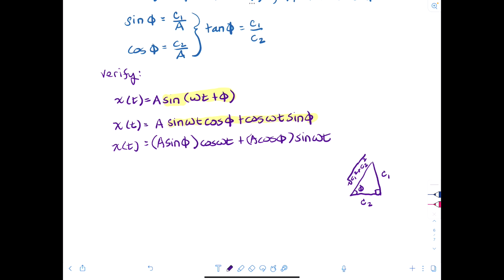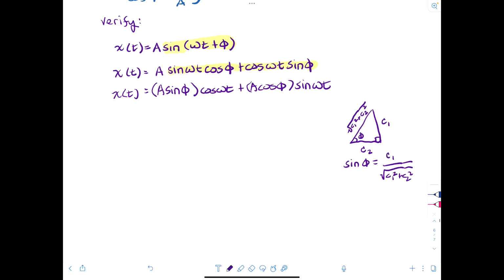Cool so far? And so that gives us what? That sine of phi is C1 over the hypotenuse, which is the square root of C1 squared plus C2 squared. And then cosine of phi is C2 over the square root of C1 squared plus C2 squared.